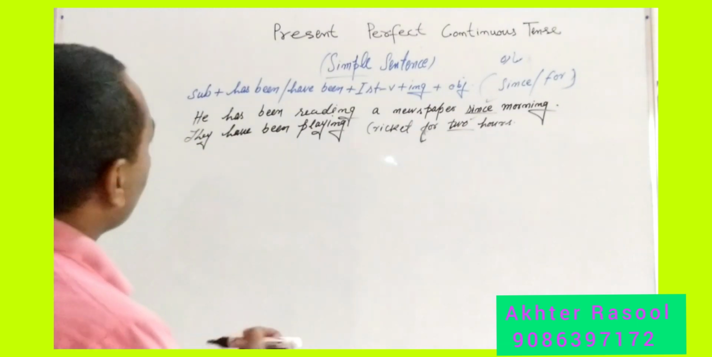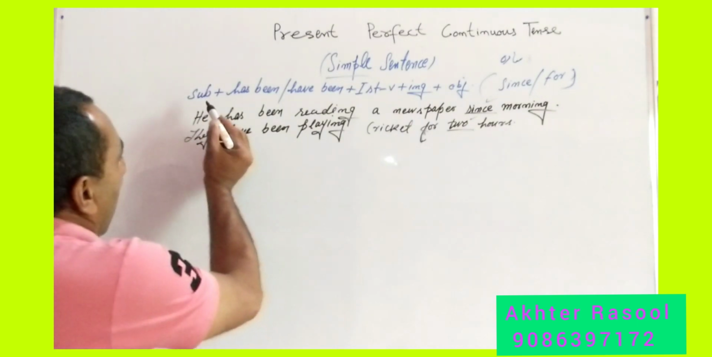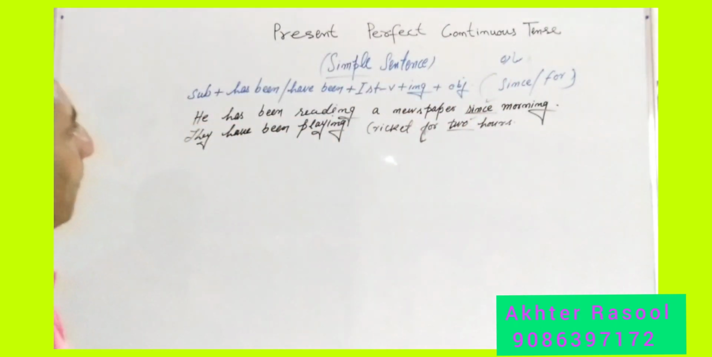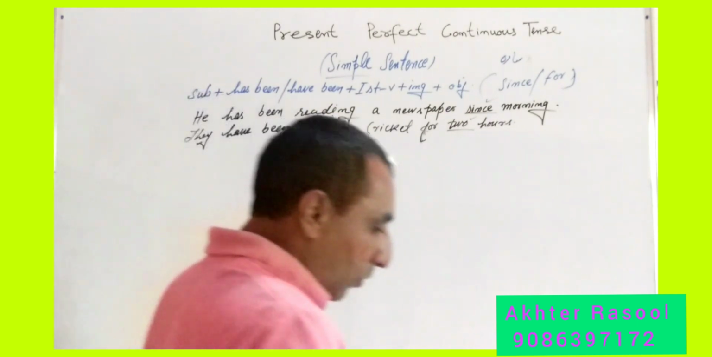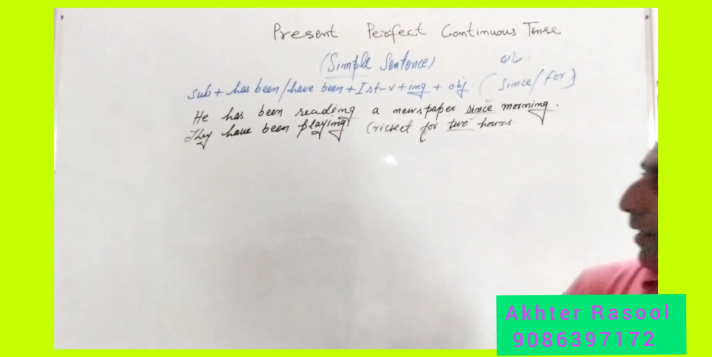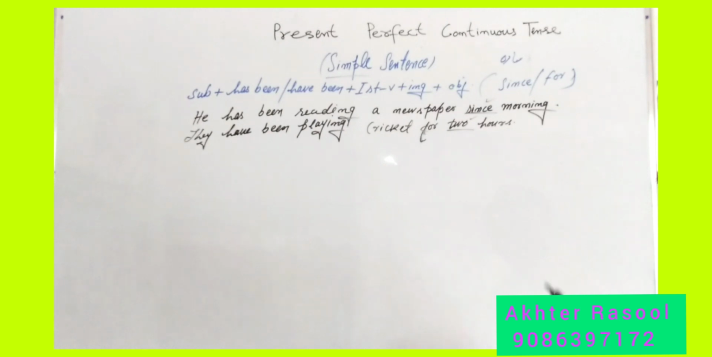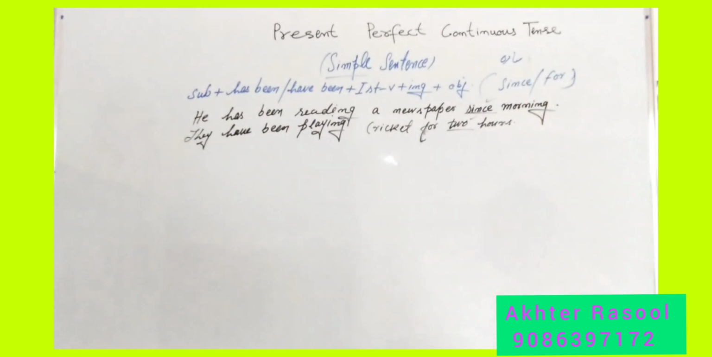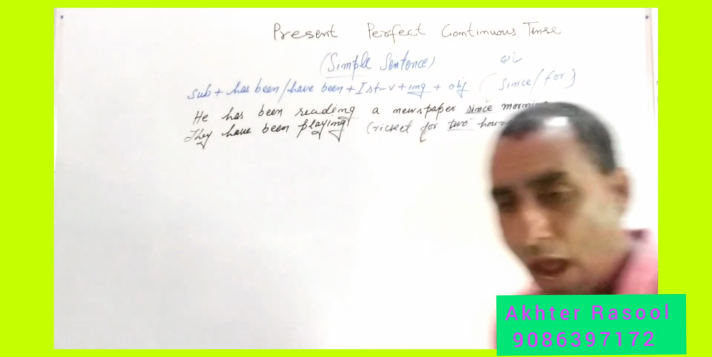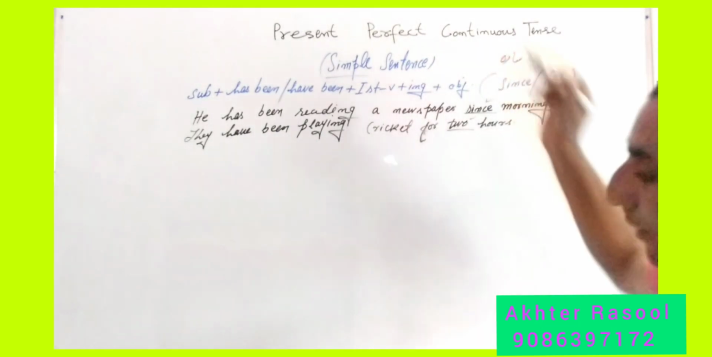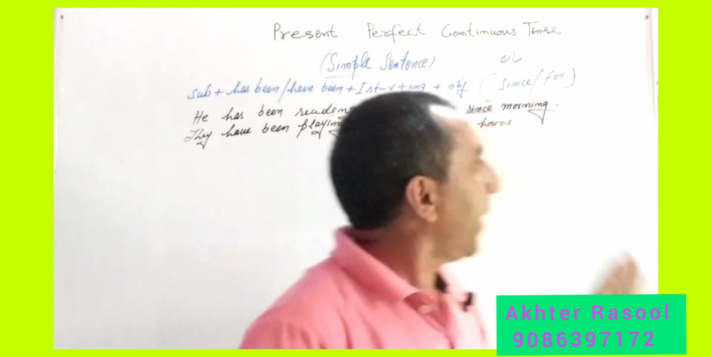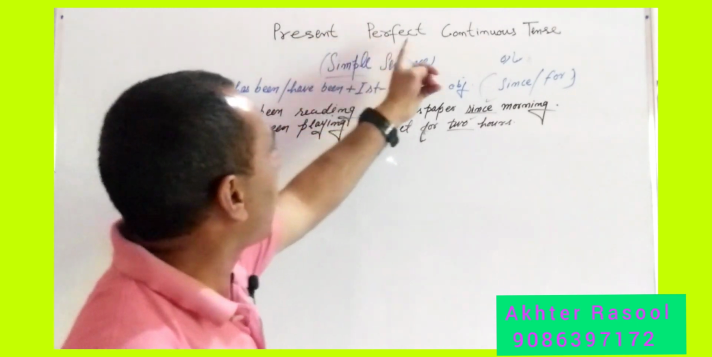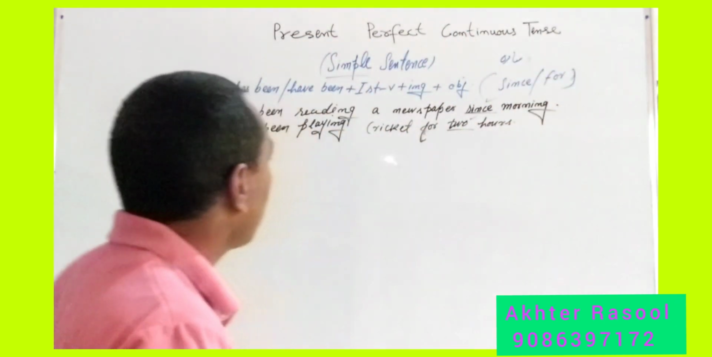Now see, where do we use such types of sentences? Present perfect continuous sentences describe an action that began some time before, it means in the past, and is still continuing, and it may extend into future time. We say such types of sentences are present perfect continuous tense.